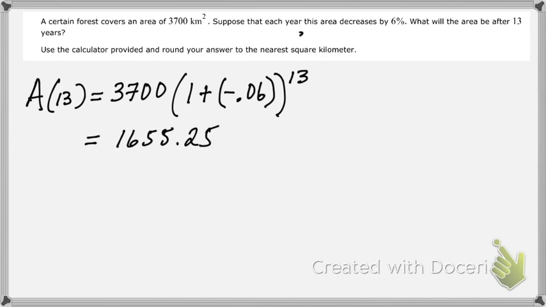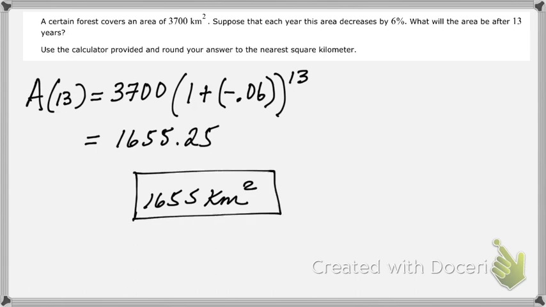And let's look at, it says to the nearest kilometer. So taking that key in, I'm going to say 1,655 kilometers squared, right? Squared. And that'll be my solution there.